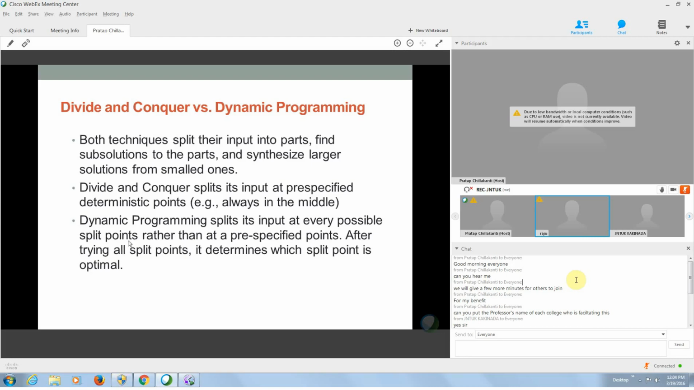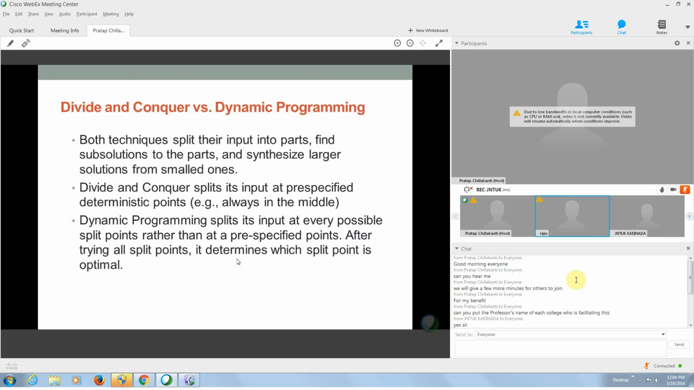Dynamic programming splits its input at every possible split point. Okay? Then you're trying all the split points and it determines which split point is optimal. So you're doing more work up front. But once you finish that, the solutions are saved in memory, so you don't have to redo the same thing over and over again. That is how you improve the time complexity of dynamic programming.